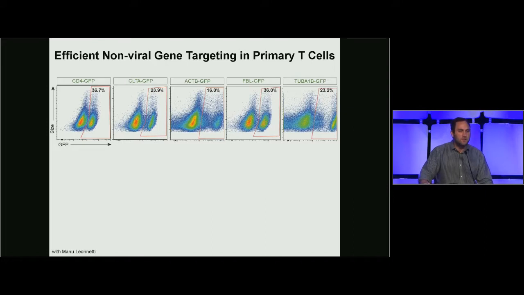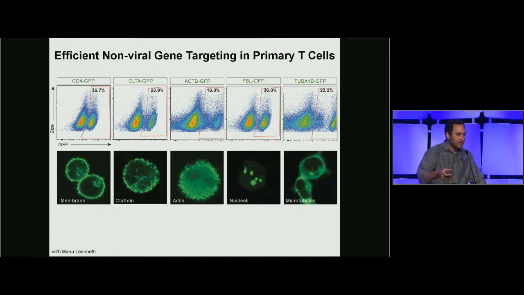So these are the efficiencies, but we also wanted to make sure that we were actually specifically tagging different endogenous genes. And Theo did so by actually doing live cell imaging. And because we tagged different endogenous genes, the different GFP localization actually confirmed that we were getting the expected cellular localizations for each of these gene modifications.